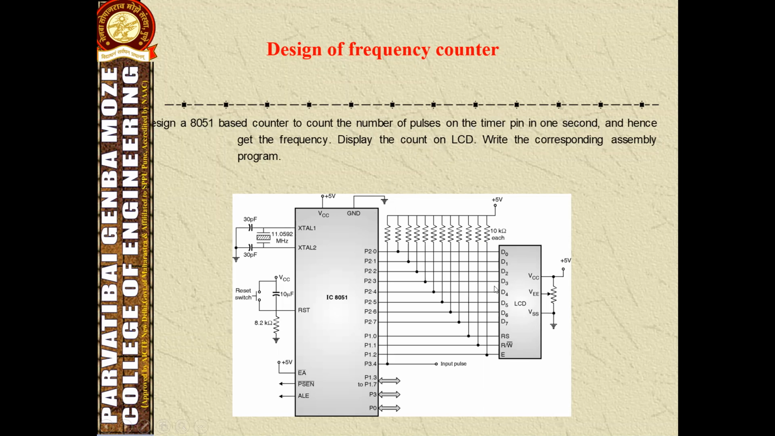First, we have to design the counter. Then we have to count the number of pulses present on the pin of the timer, and hence we have to get the information about the frequency, and whatever counts we have counted, we have to display on the LCD screen. So this is the main goal. So we have to write the ALP accordingly.